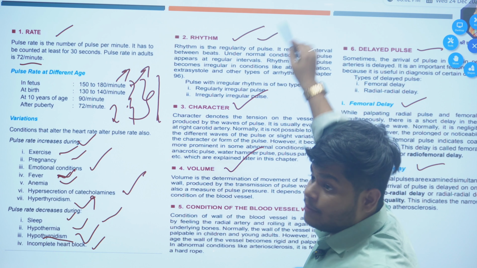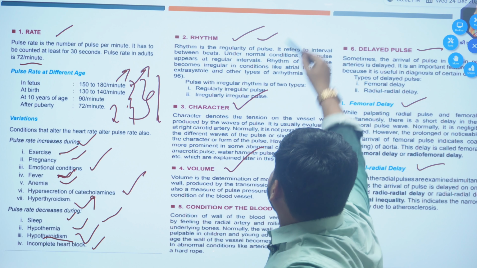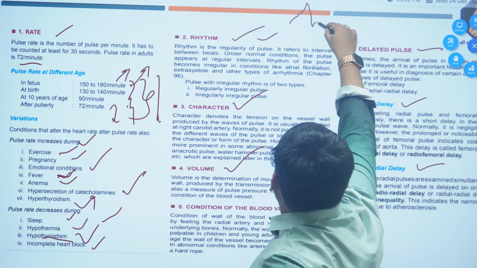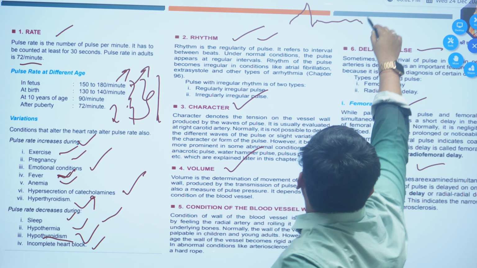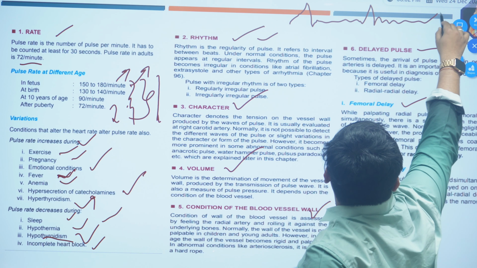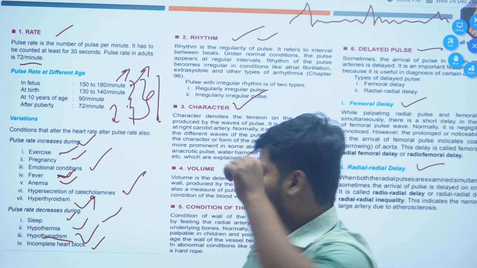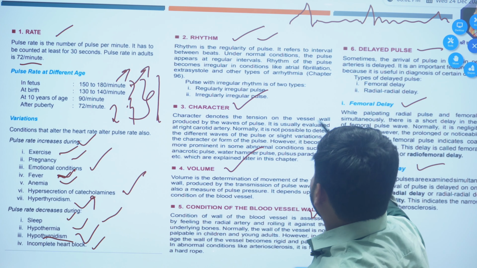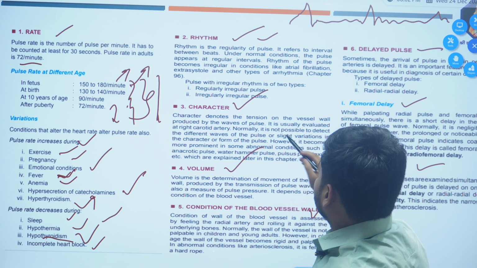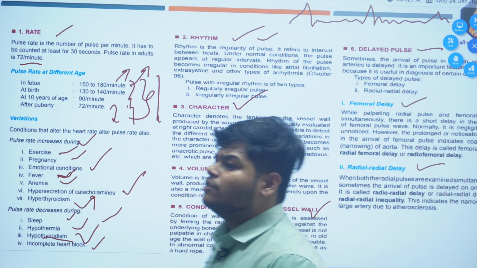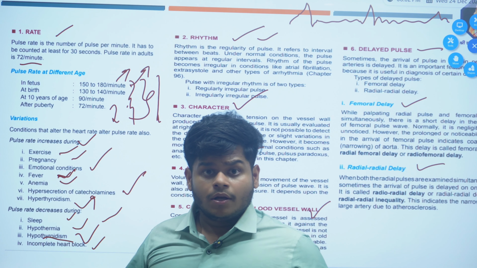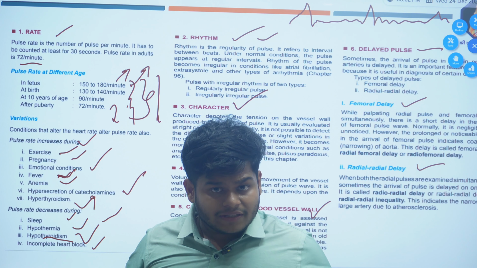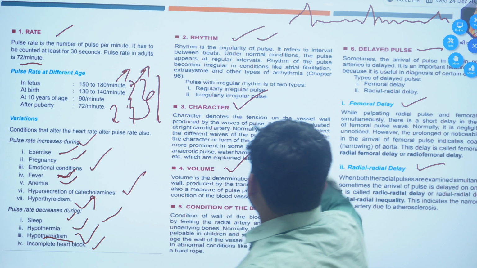Rhythm: the heartbeat should be in proper rhythm. It is not like the first beat comes, then after some interval the second, then the third, then again after some interval the second, then the third. No, it should be in proper rhythm, right? Now character denotes the tension on the vessel wall produced by the waves of pulse. Character means how the pulse is: whether it is stretching the vessel more or stretching it less. That is the characteristic of the vessel.